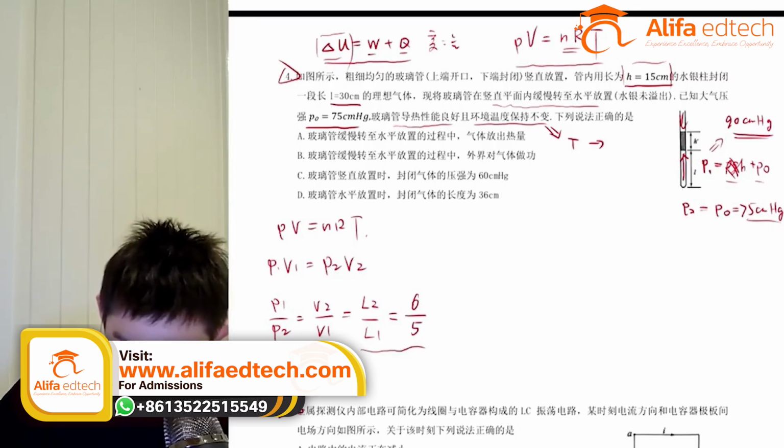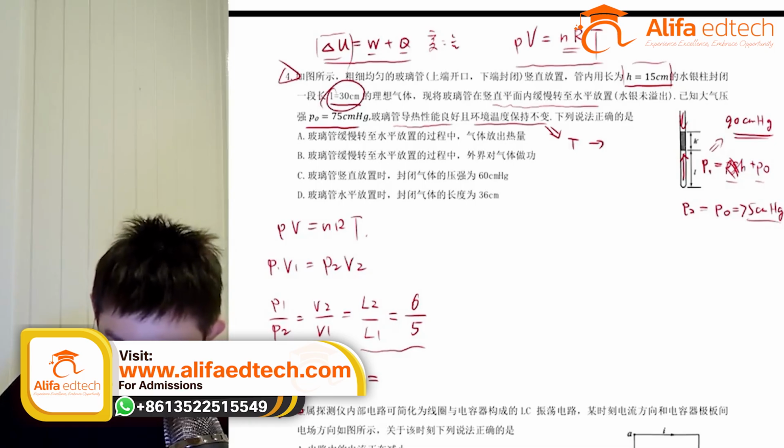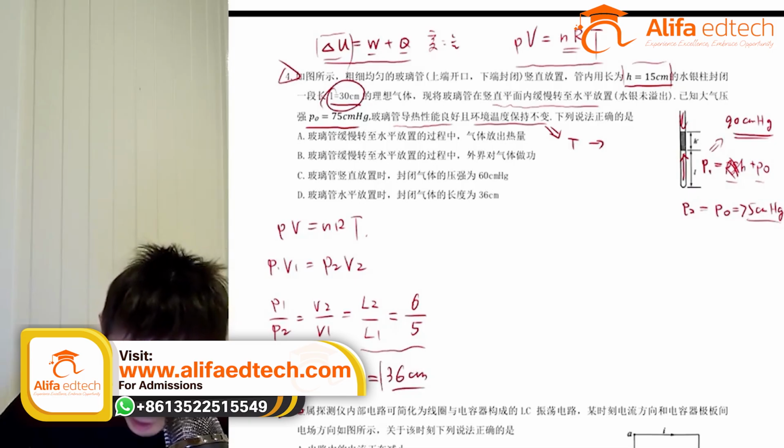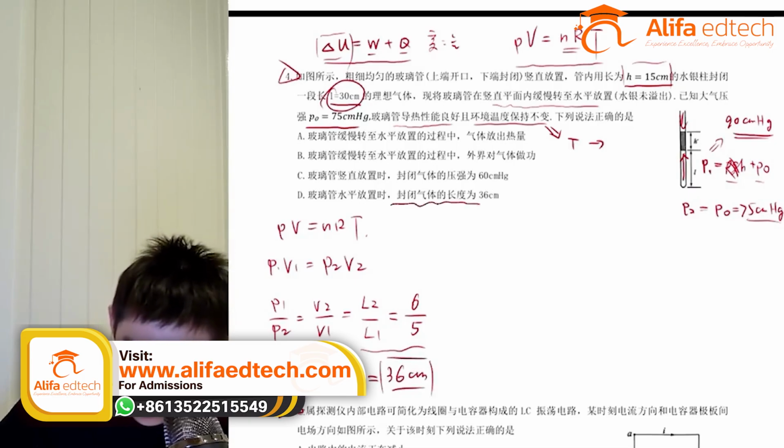So L2 should be 6/5 times L1. L1 is the original length, L, so that's 6/5 multiplied by 30. 30 divided by 5 is 6, and 6 times 6 is 36, so the answer is 36 centimeters. Therefore, after laying it flat, the length of the enclosed gas is 36 centimeters.